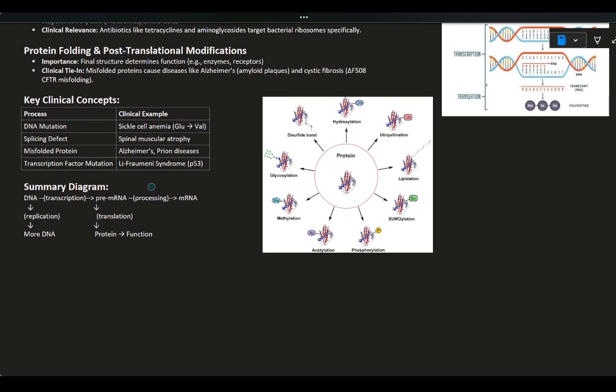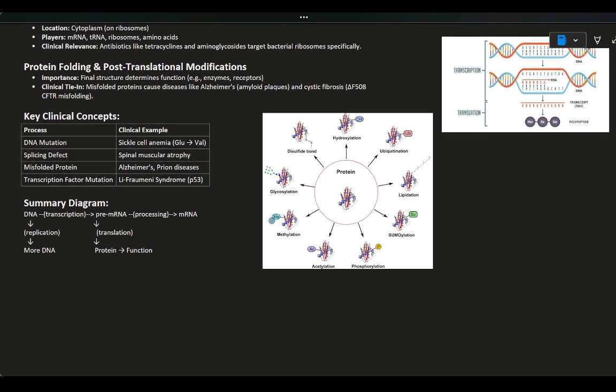So before I end this video, I just want to draw your attention to this helpful picture showing the different forms of post-translational modifications after you create your initial protein product. These steps can help contribute to the protein's unique structure and ultimately determine its function.